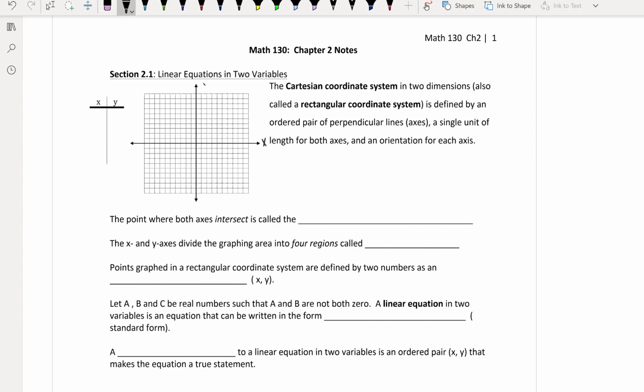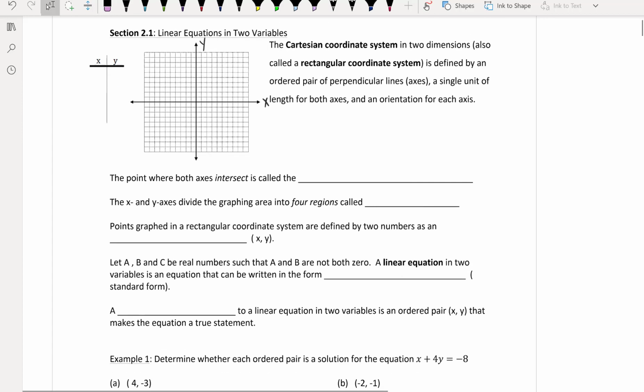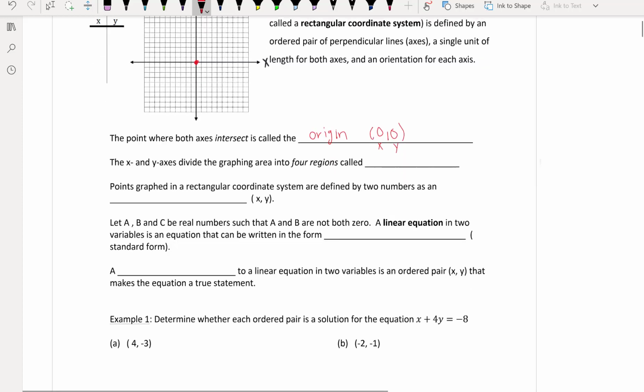So we talk about the Cartesian coordinate system, or the rectangular coordinate system, or better yet, the XY plane. Here we have the x-axis, and up on top we have the y-axis. Where the x-axis and the y-axis intersect, right in the middle, that point is referred to as the origin, and we know that to be at 0, 0, where my x is 0 and my y is 0.